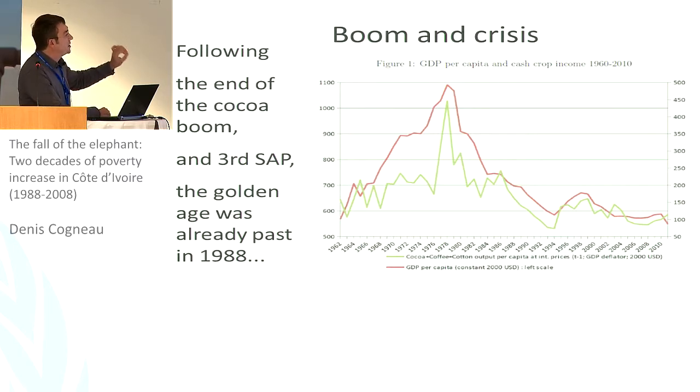I think this picture nicely illustrates to what extent you can tell a cash crop story about Côte d'Ivoire, because from independence until the mid 70s you have a great cocoa boom, led both by the increase of output and the increase in prices. This boom stops at the turn of the 80s, where there is a small mini boom in 1985, and then you have a fall. So we concentrate on the last period, but you see from this graph, firstly, that you can tell a cash crop story on the long term about what happened to Côte d'Ivoire, and on the shorter term, for the period we are analyzing, that the golden age was already past if we focus on the 1988 to 2008 period.